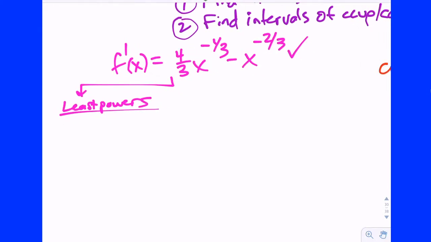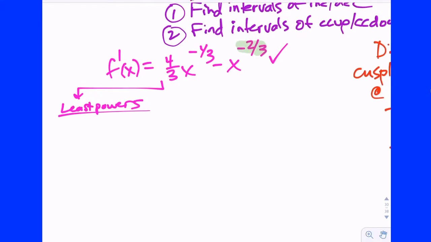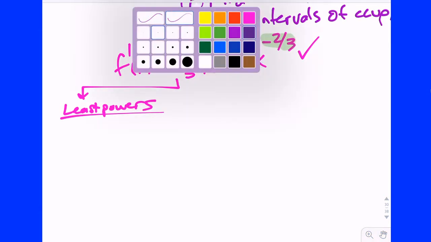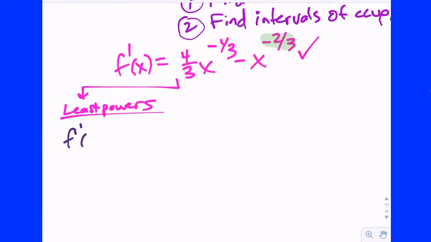You look for the smaller of the two exponents, in this case x to the negative 2/3. You can even factor out a common numeric factor, a 1/3. You don't have to factor out a 1/3, but I would recommend it. Now notice I'm keeping it equal to f prime. Very few people did this, but you want to make sure you label it as a function. Now you're not just working with an expression, it has a name.